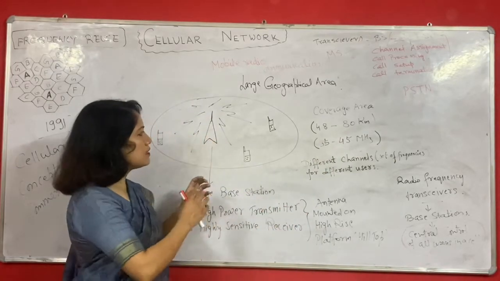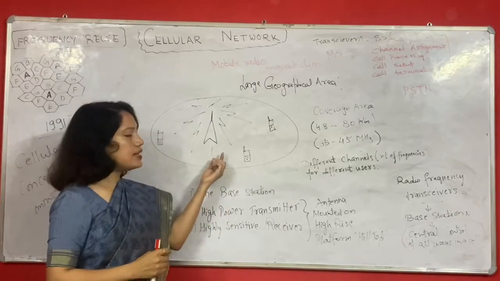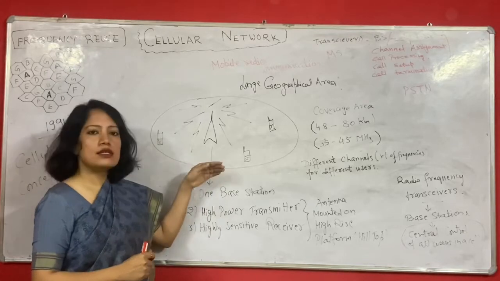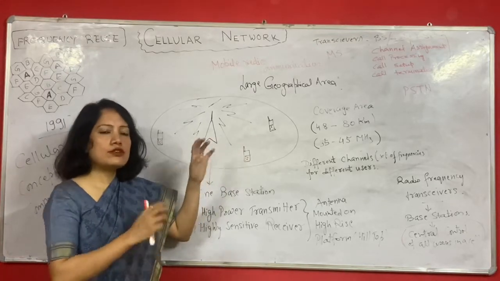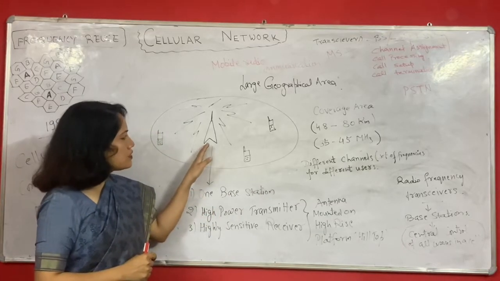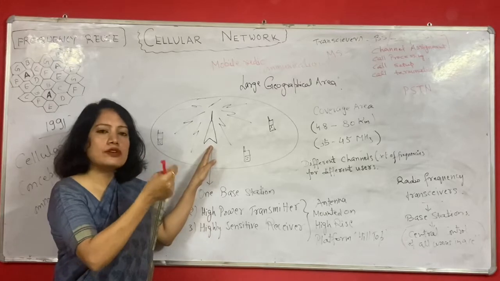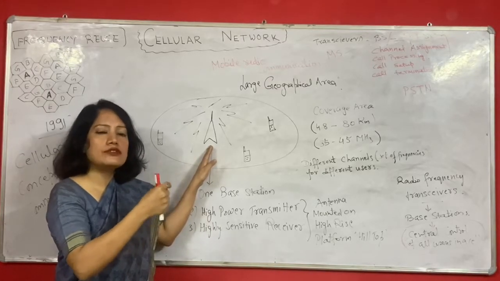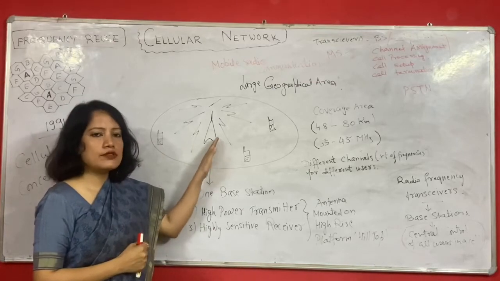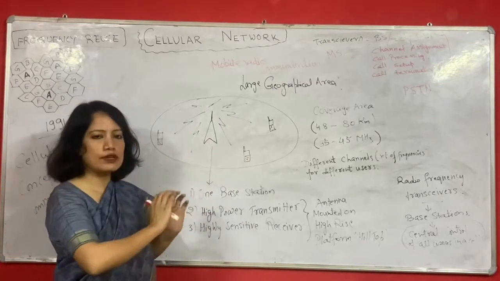So in the mobile radio communication system, there used to be a very high powered antenna which was placed on a hilltop so that it could cover a large area. The antenna was equipped with a very high powered transmitter and a very high powered receiver. Then there was one base station connected to the antenna which used to control all the users within that geographical area.